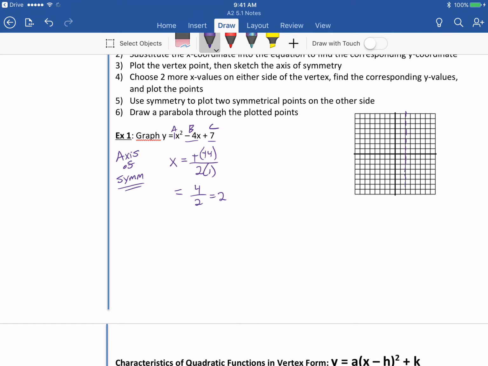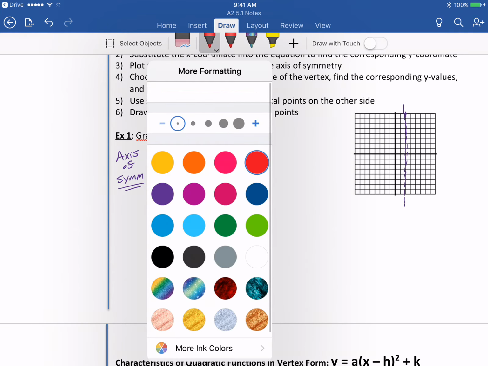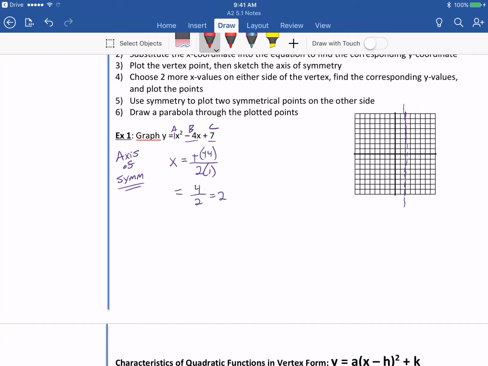So I like to draw a dashed line through there. All right, I have that dashed purple line through x equals 2. So now what I have to do is find out where on this vertical line my actual vertex is. So I'm just going to plug in 2 for every x here. So I'm going to try to find f of 2, which is just 2 squared minus 4 times 2 plus 7.